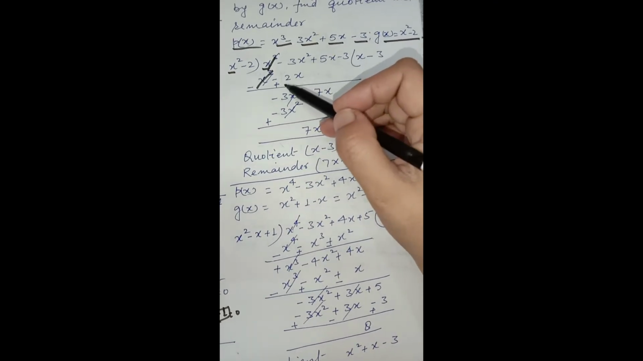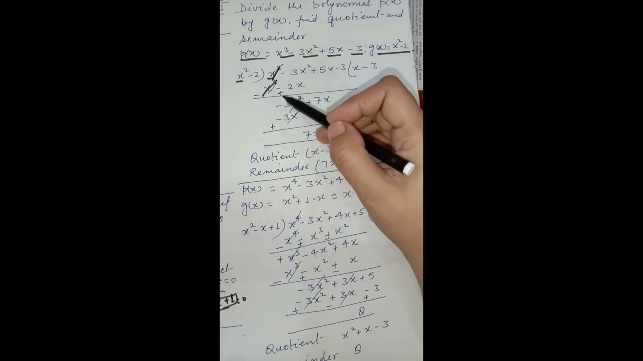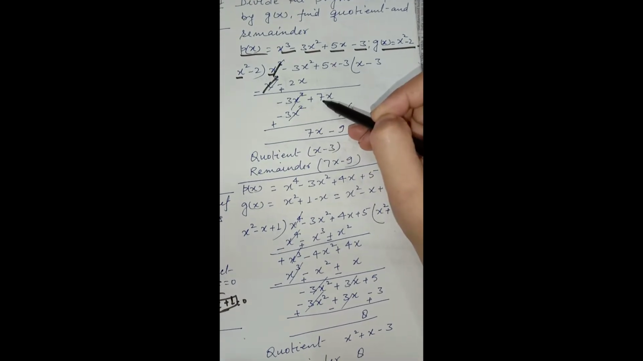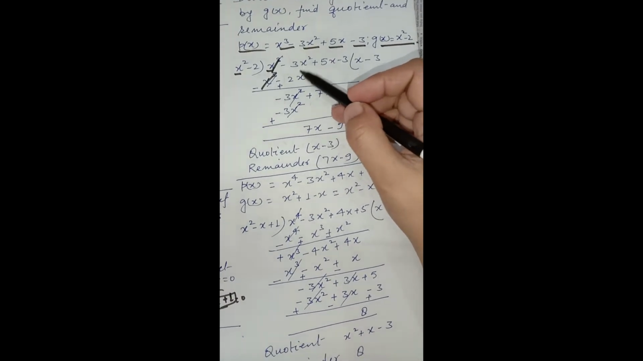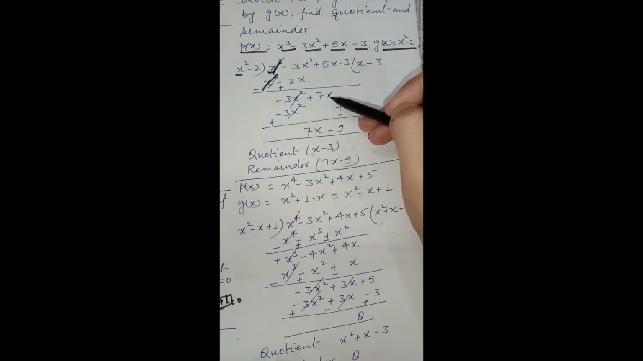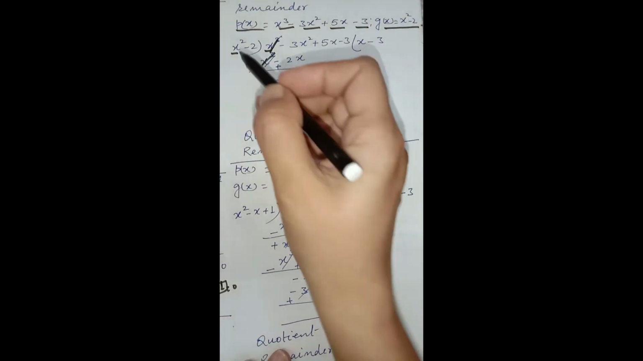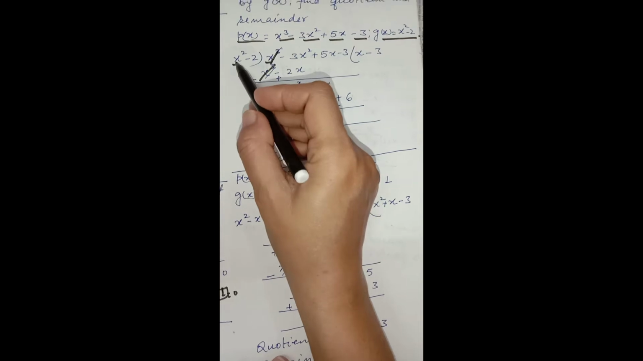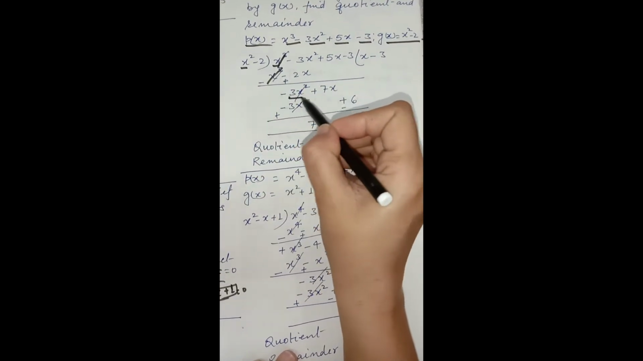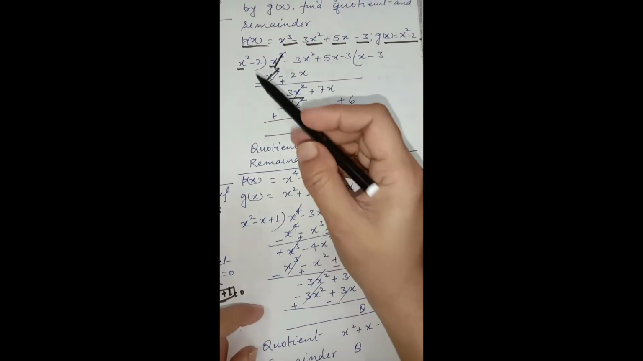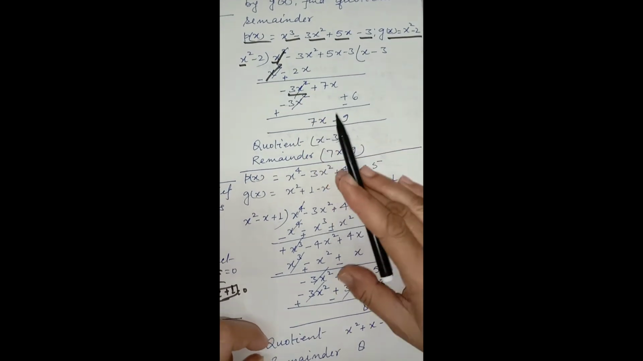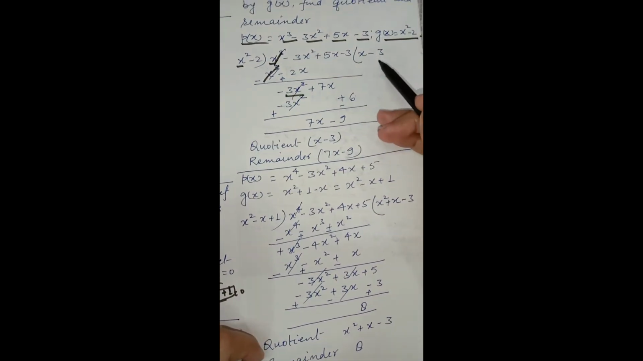5x and 2x both are positive, on changing the sign, so we will get 7x here. Now we will copy the next term, minus 3x square plus 7x. Now again we will check the first term of the divisor and the first term of the dividend. It is x square, it is minus 3x square. So it will go for minus 3 times.